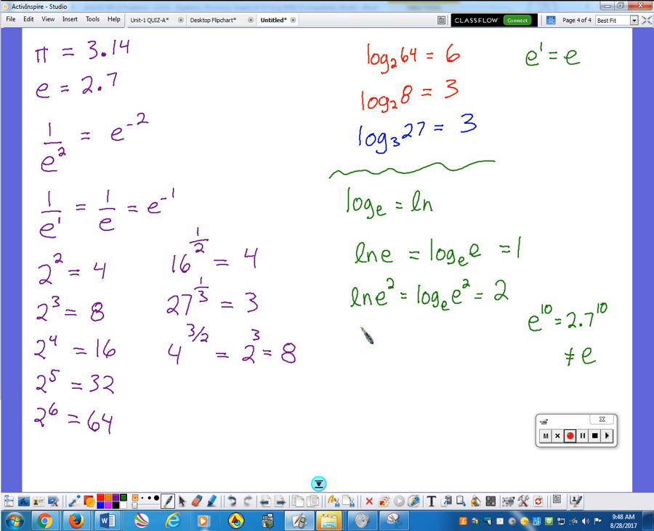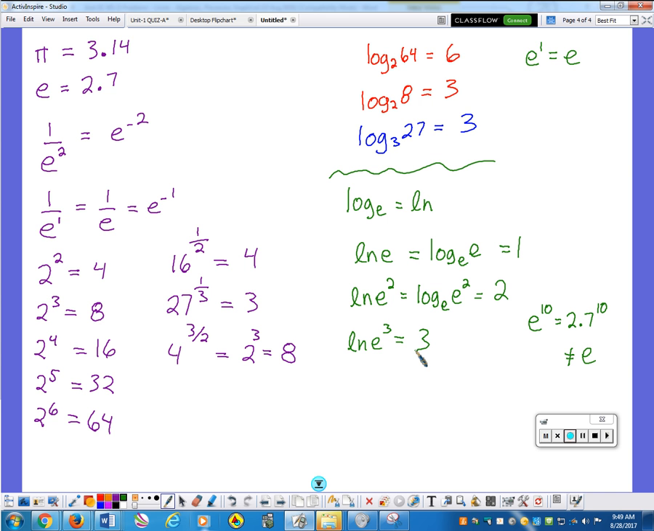So if I say natural log of e cubed, somebody raise your hand please and tell me, this is asking e raised to some exponent ends up being e cubed. What's the exponent? 3. Questions about what we mean by natural log?